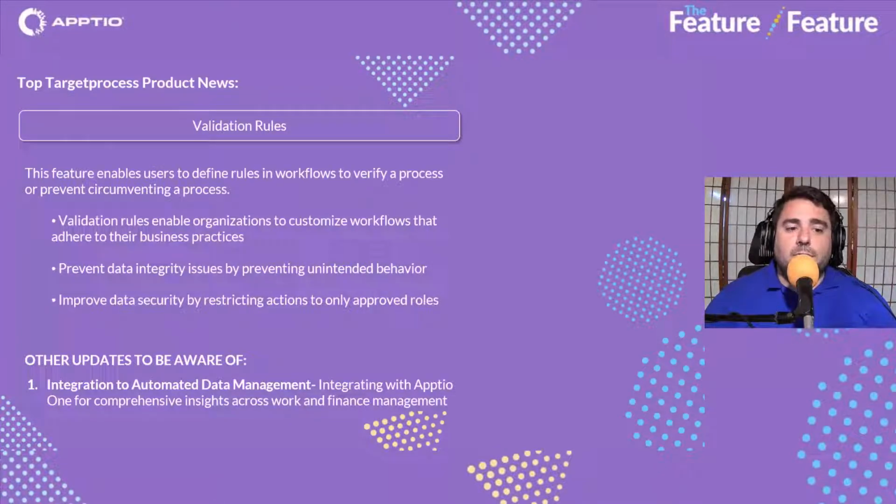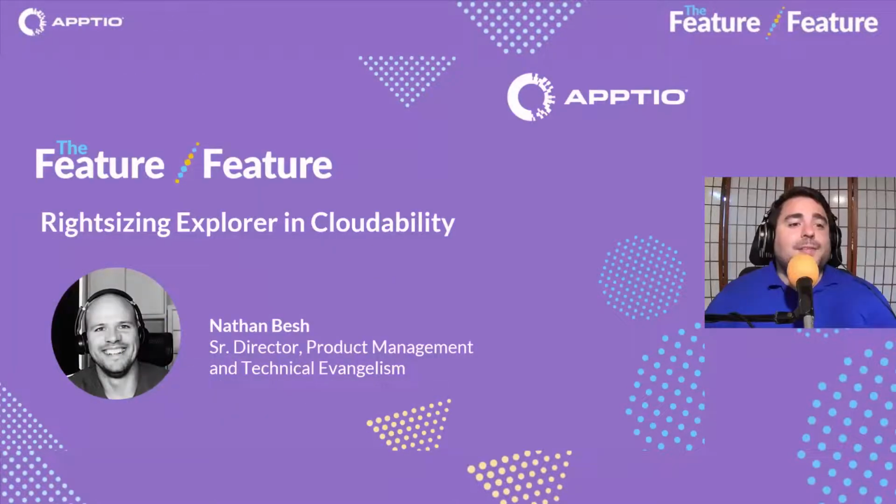There's also integration to automated data management within Apptio 1, right? So further joining these solutions within the platform together, where Target Process and Apptio 1 are going to be able to essentially cross-communicate data on the back end. So without further ado, I'm excited to jump into this conversation with Nathan Besh. He is Senior Director of Product Management and Technical Evangelism here at Apptio, but he also runs FinOps Fridays. So we're going to talk about the Rightsizing Explorer. Let's go ahead and jump into that conversation now.